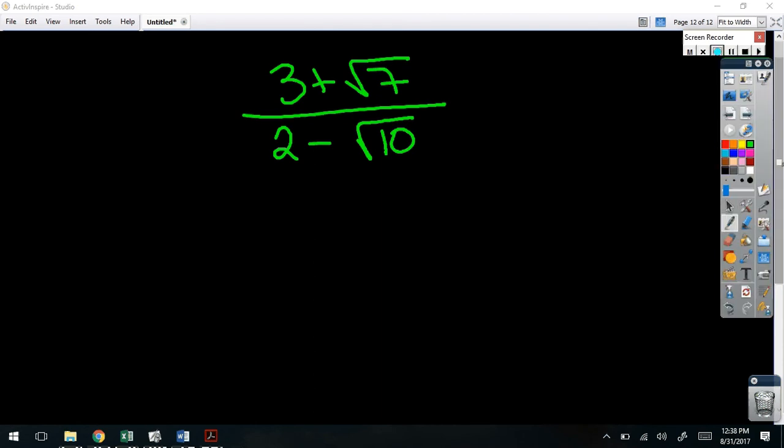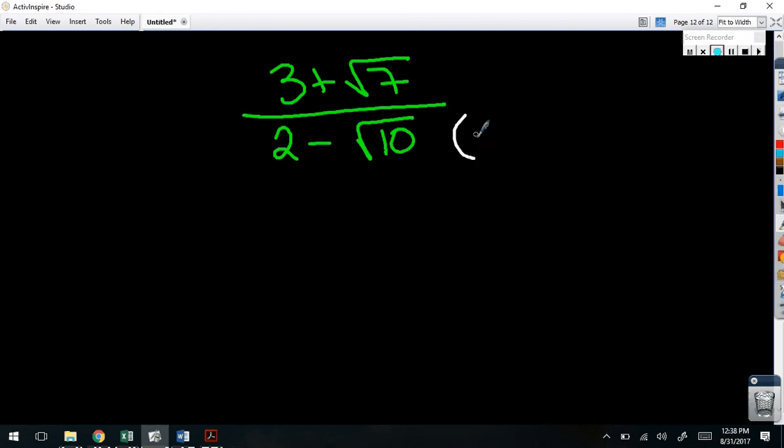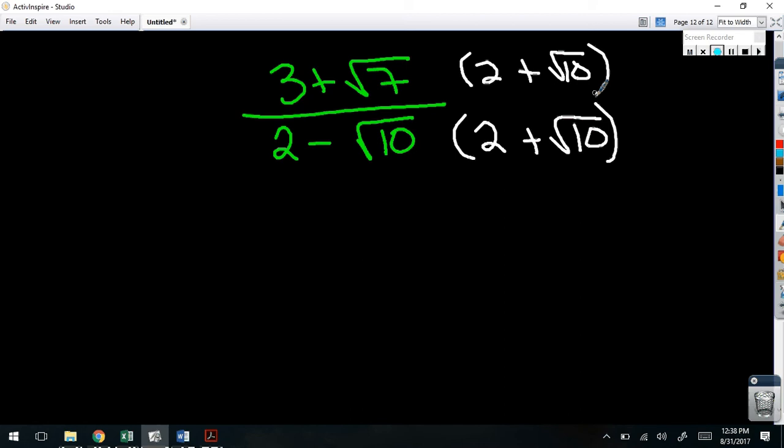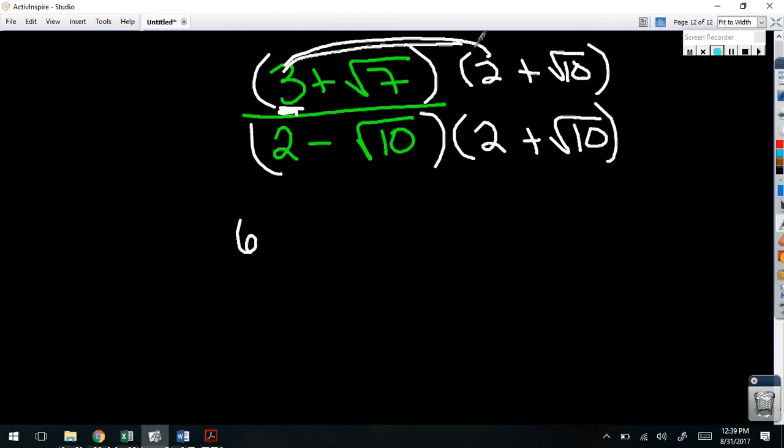So just to get you started, you gotta do it to the bottom, and you gotta do it to the top. Now they're just distribute problems. You could do like a little square thing, like y'all learned it as FOIL. Take the first term and multiply it to everything in the second set of parentheses. 3 times 2 is 6. 3 times the square root of 10, 3 square root of 10.